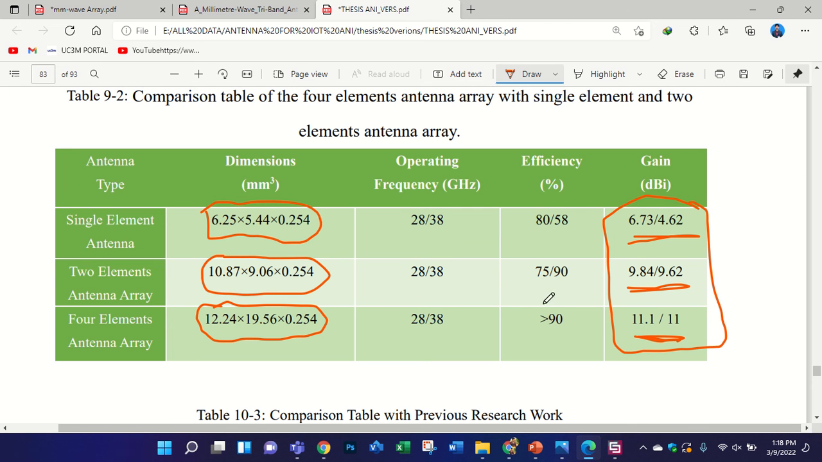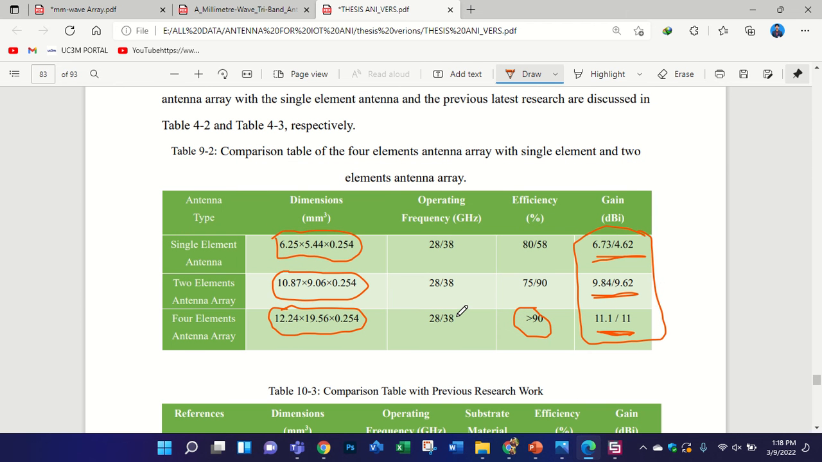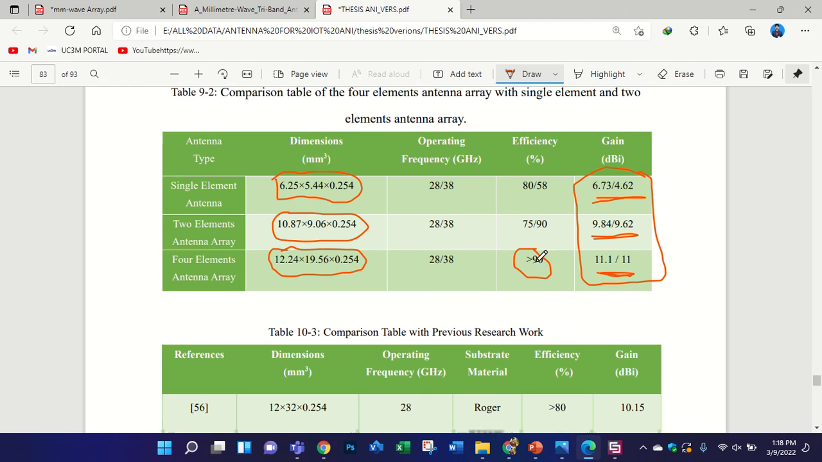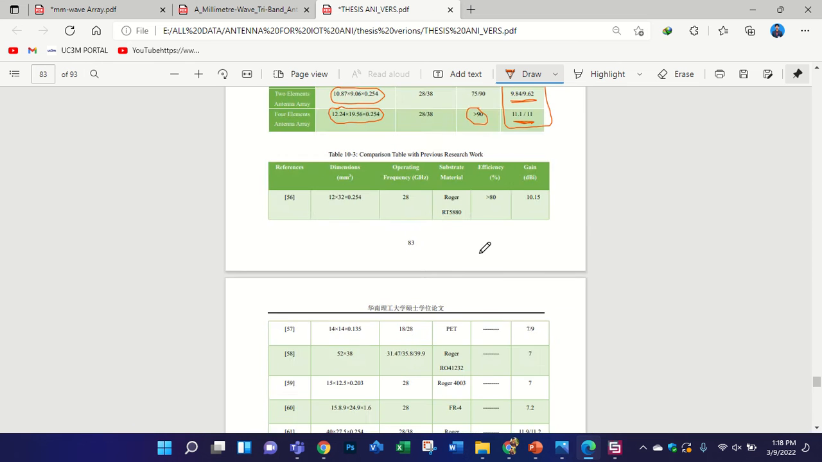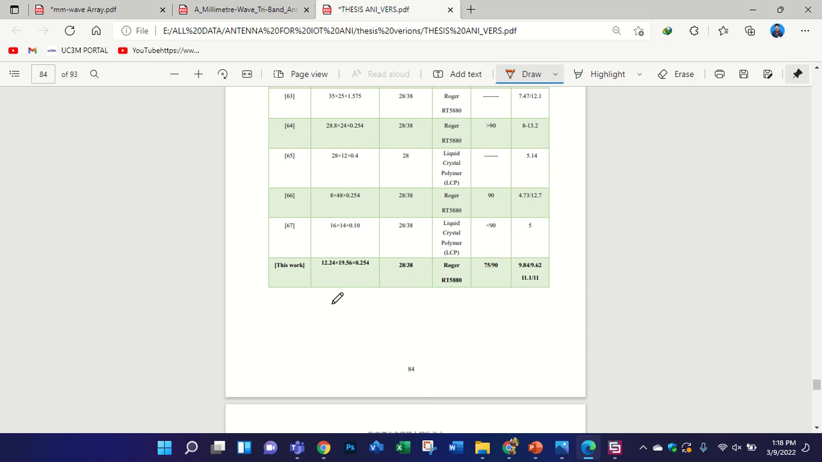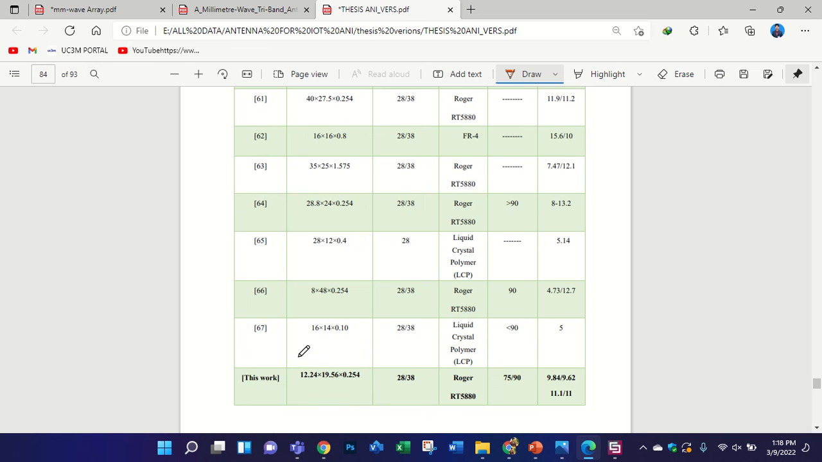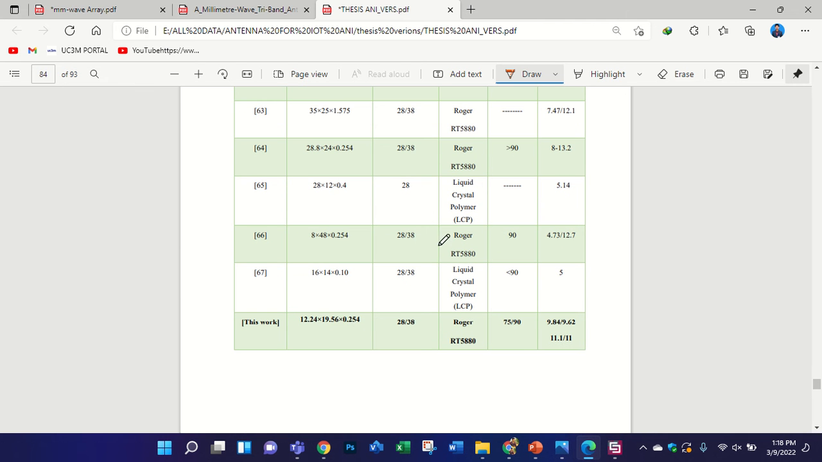And the efficiency in this case is more than 90%. If you mismatch the stubs, then you may reduce the efficiency. So your perfect matching may increase the efficiency of the antenna. And then the 4 elements antenna array is compared with the previous research of the 4 elements antenna array. You see the size is still smaller than the previous one, and we have achieved higher gain than the previous research.